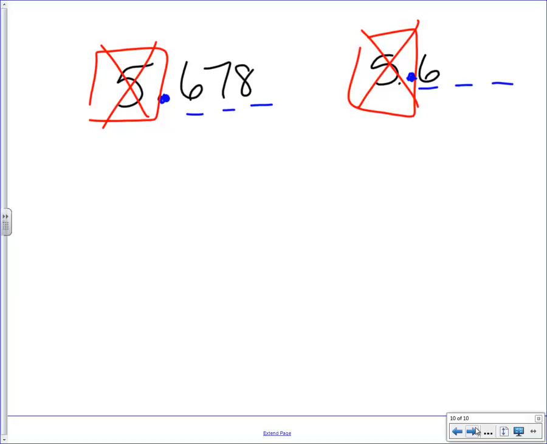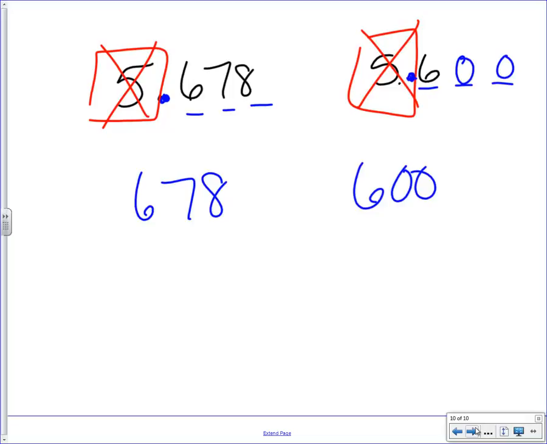And so if I can have the same number of place values, I can get rid of the decimals and I can just look at these numbers as whole numbers. So if I don't have them, I'm just going to put zeros in as placeholders. So now I'm dealing with 678 versus 600. Which one is bigger? Well, it looks like this one. If I had money, I would want to have $678 versus $600. So this is going to be a greater than symbol.